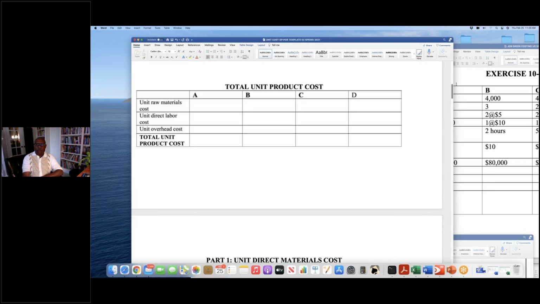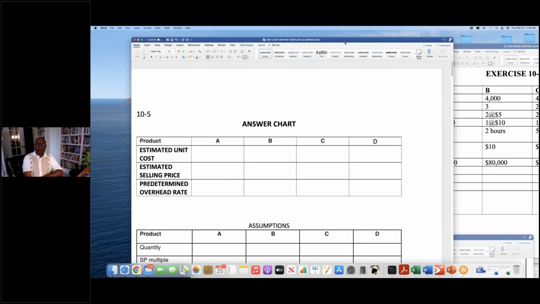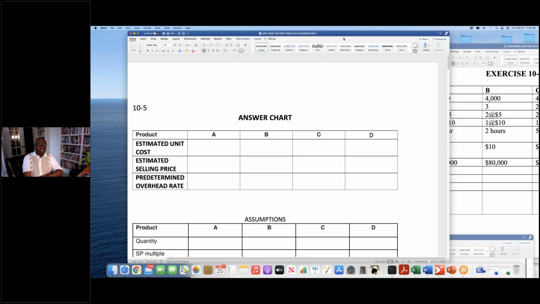All we're doing this week is working on step 1. So this is how your quiz will look. The first thing is the answer chart. So for products A, B, C, what is the estimated unit cost? What's the estimated selling price? And what is the predetermined overhead rate? So that's essentially what I'm looking for. And so this is how the exam is going to look.